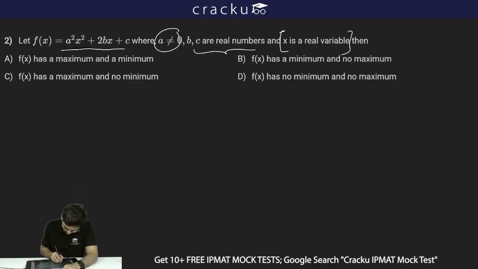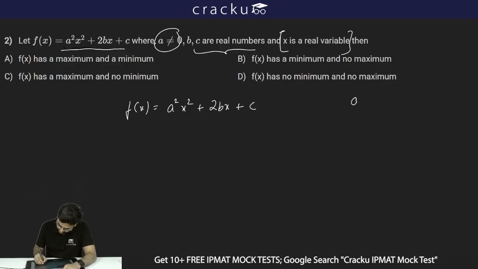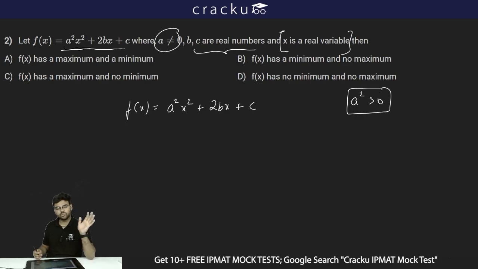Now if we write this equation again, f(x) is equal to a square x square plus 2bx plus c. This is my quadratic equation. Now I know a square is always greater than 0, because the square of any number is always greater than 0. It cannot be greater than or equal to 0 because it is clearly given that a is not equal to 0. So a square will be greater than 0.